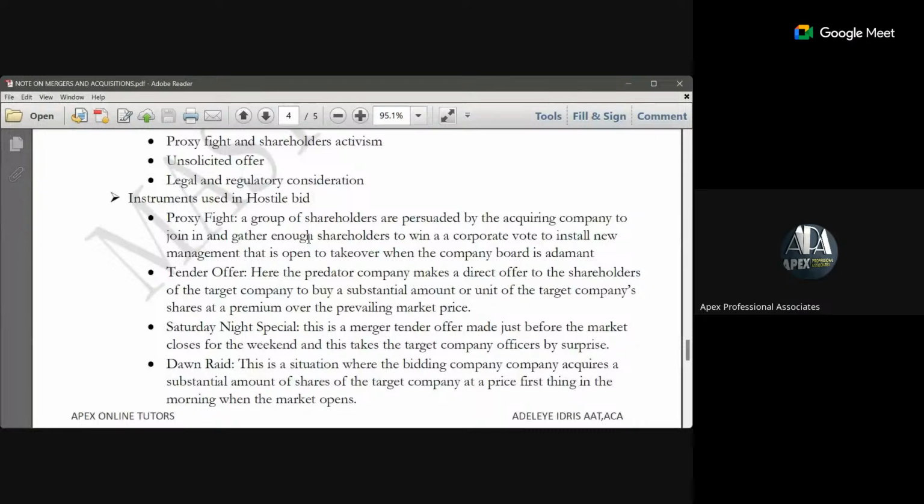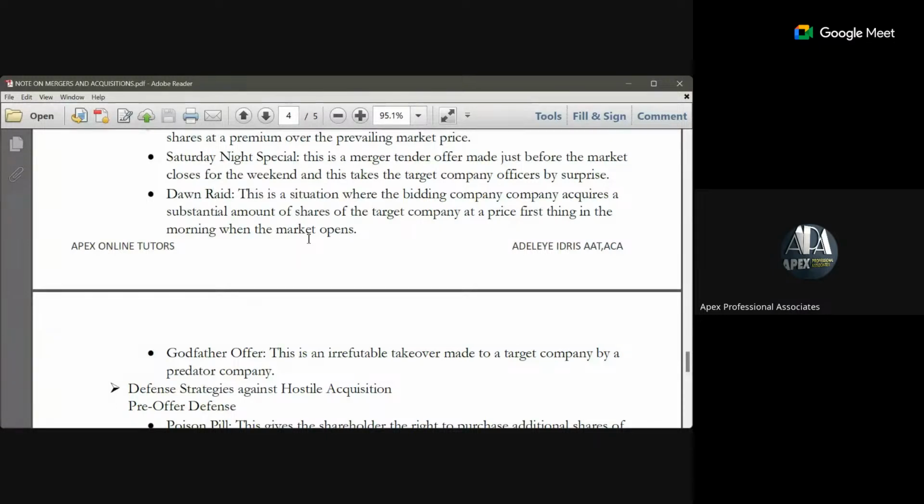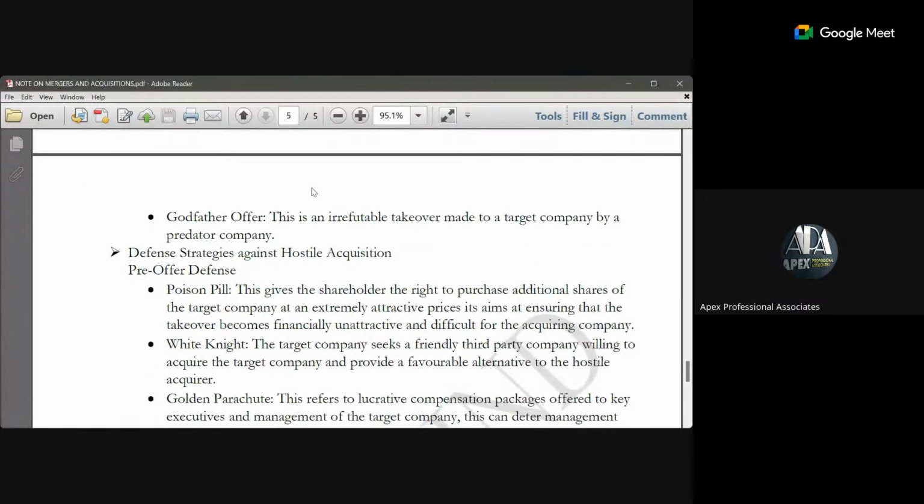The first one is the instrument, that is what the predator company uses to acquire the target company. Now, what does the target company do to fight against the instrument of the predator company? So we have the pre-offer defense and we have the post-offer defense. When we say pre-offer defense, it means before the offer is proposed, what are the defense strategies they adopt before the offer is sent?